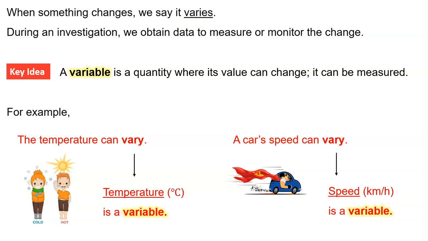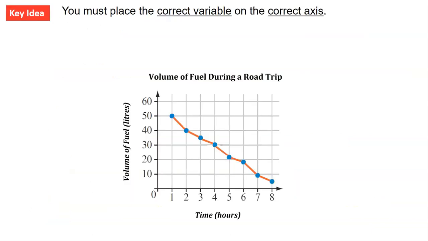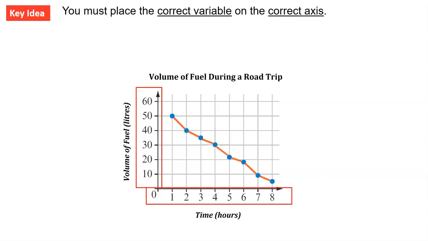On a line graph, there are two specific types of variables, and they have names. The key idea is you must place the correct variable on the correct axis. Using this line graph as a correct example, there's a variable shown on the vertical axis, it's volume of fuel measured in litres. And there's a separate variable shown on the horizontal axis, that's time measured in hours. So these are the two variables.